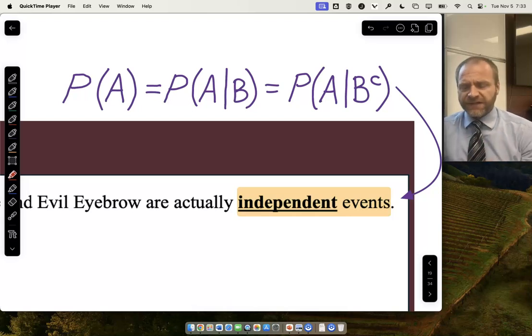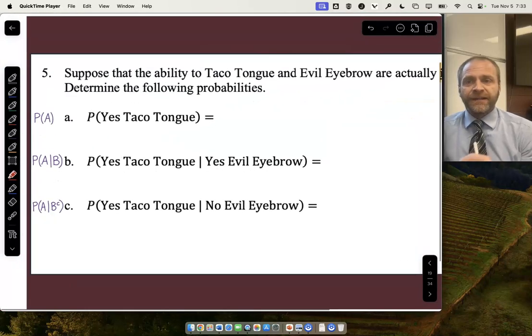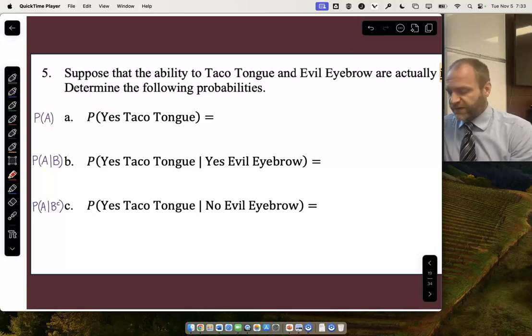And when we look at them, that's really what I have laid out in part A, part B, part C. If I'm focusing on this, part A is really the probability of event A. Yes, they can talk or tongue. Notice all of those are part A. Yes, they can talk or tongue. Yes, they can talk or tongue here. Yes, they can talk or tongue. Those are all your events.